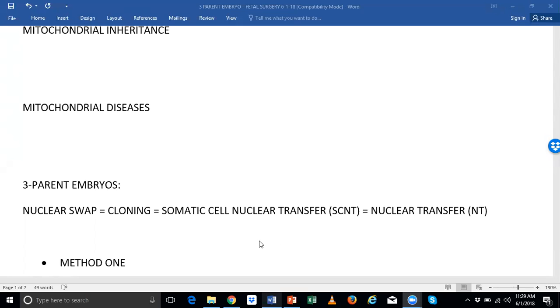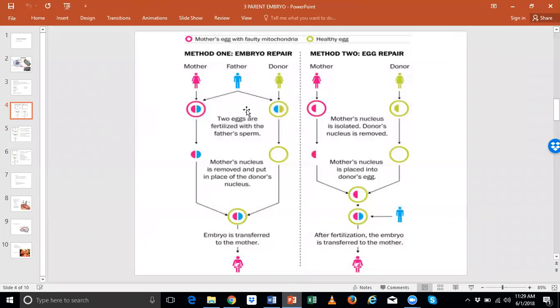So you see how it involves cloning, right? The zygote loses its nucleus and gains the nucleus of the mother-to-be. Now we have the product, which is a new zygote. The zygote has the nucleus of the mom-to-be and the cytoplasm of the donor. You see? Okay.